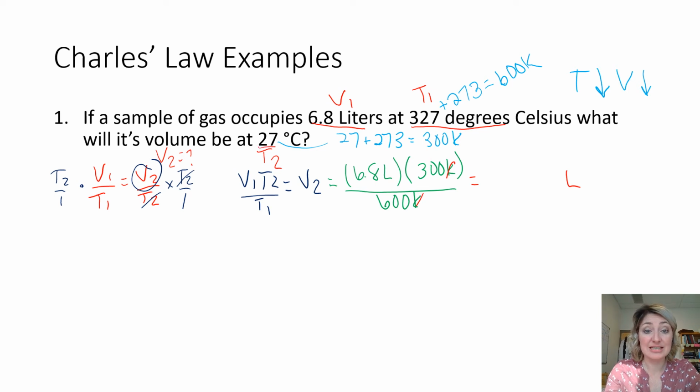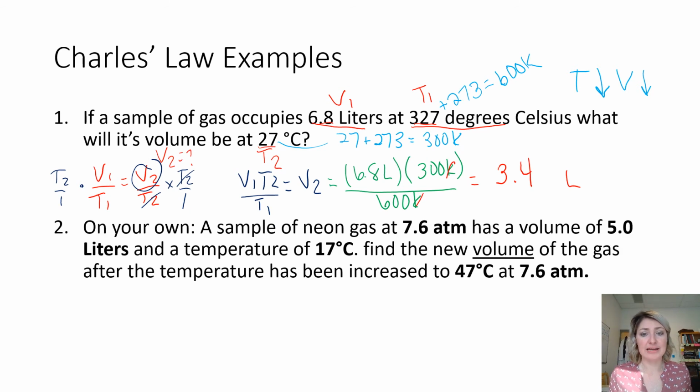I'm looking at the initial temperatures and the initial numbers given in the problem, and the least is 2 sig figs. So the answer I report is also to 2 sig figs. So 3.4 liters is your answer. That is less than my initial volume, which is what I expect when my temperature is decreased as well. All right. Here is your sample problem that you can find in your guided practice.